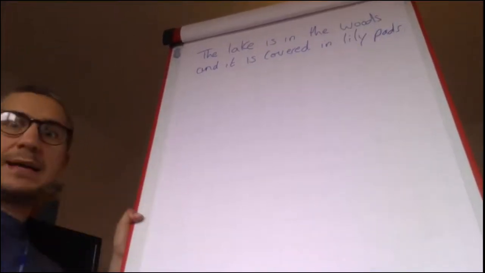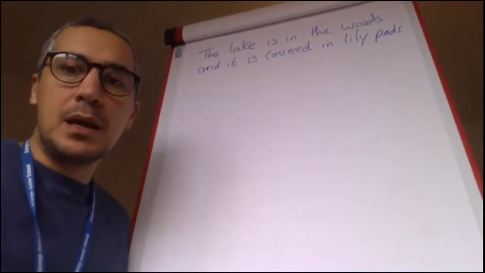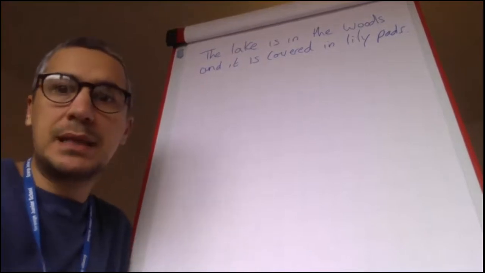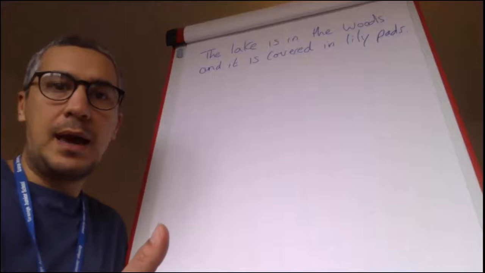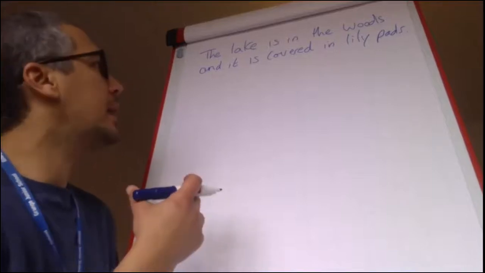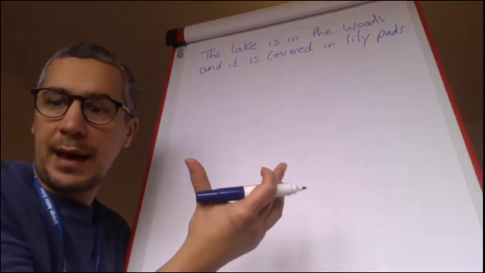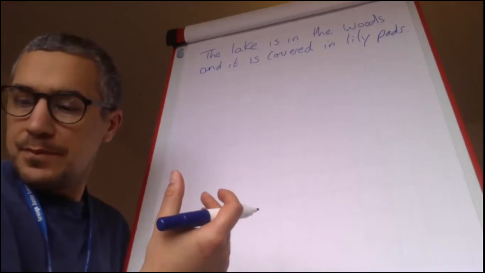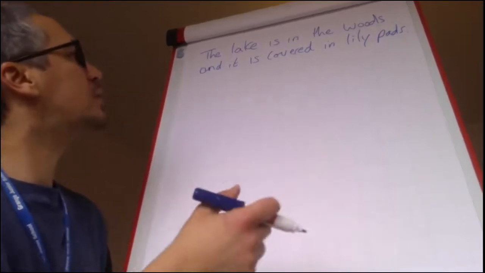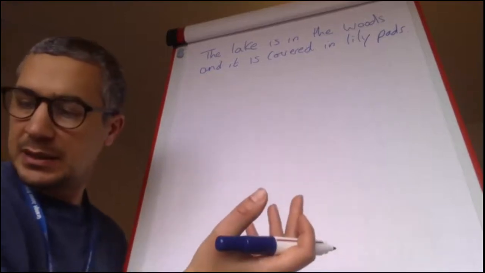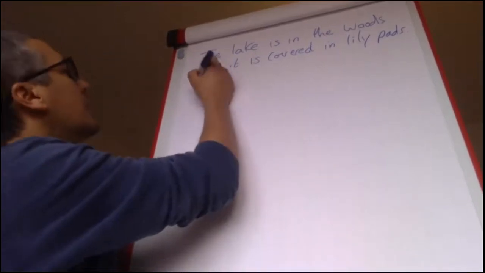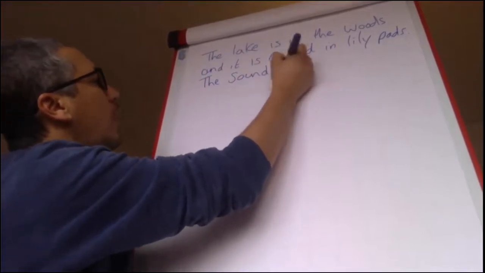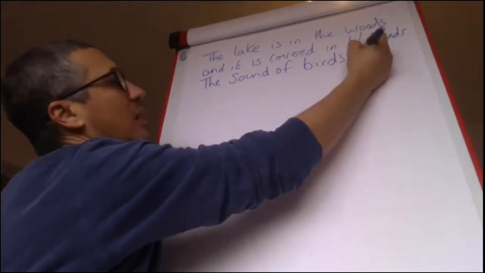Now, that's not a bad description. It tells you exactly what you can see. Now, it maybe doesn't make me want to go there, but for a basic setting description, that's fine, okay? And then in year 3, we should probably be looking just a little bit higher than that. So maybe we could tell us what we could hear. So the lake is in the woods and it is covered in lily pads, and the sound of birds tweeting.